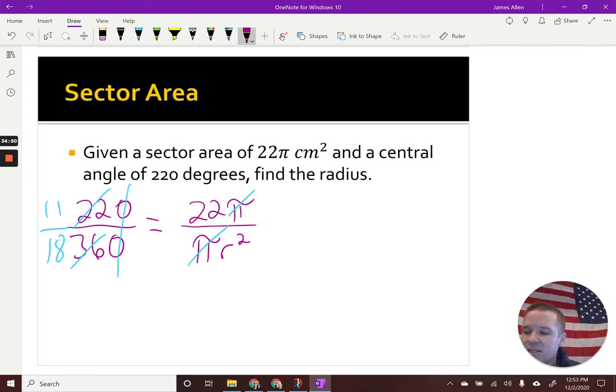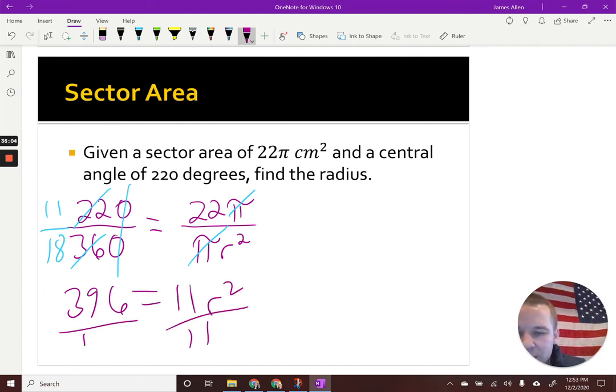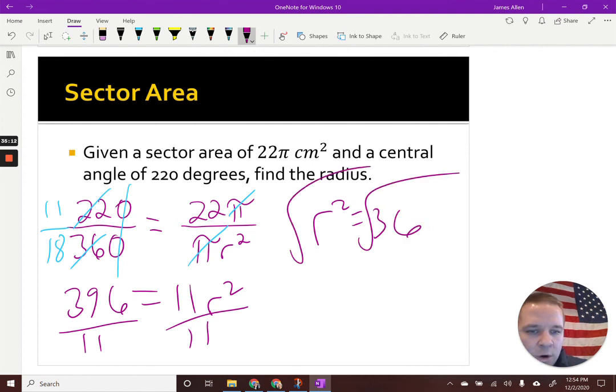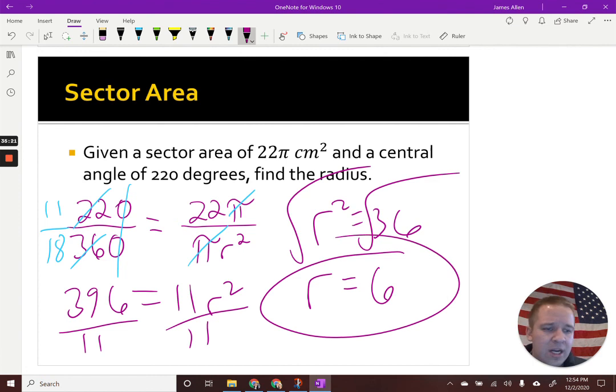That's wonderful. And now I can go ahead and multiply 18 times 22. I don't want to make a mistake. I got my TI-84 right here. And I get 396 equals 11r squared. And if I divide by 11, I should get 36. Yep. So r squared is equal to 36. And if I take the square root on both sides, I get r equals plus or minus 6. But because this is an application with circles, we're just going to go with the positive radius. We're not going to have a negative radius here. Not in this case. Awesome. And that's centimeters. Gotta love those units.